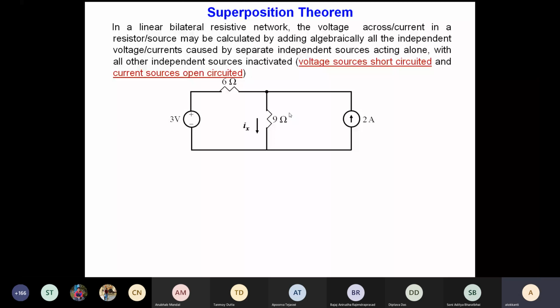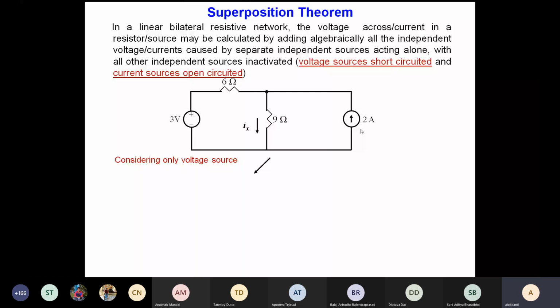What you have to do is calculate it algebraically by considering the sources independently, so independent sources acting alone. Once you consider the voltage source acting alone, you have to inactivate the current source. Inactivating a current source means open circuiting it. And once you consider the current source, the voltage source has to be shorted. So if we consider only the voltage source, we basically have a circuit like this.